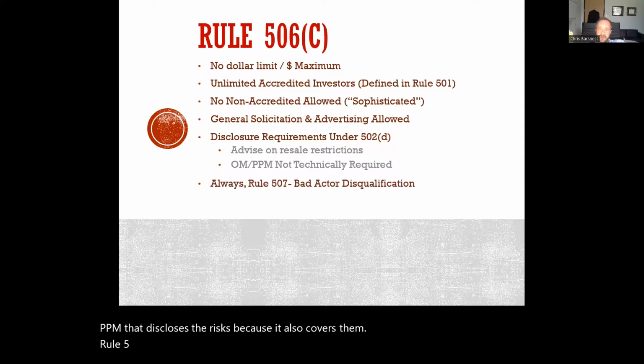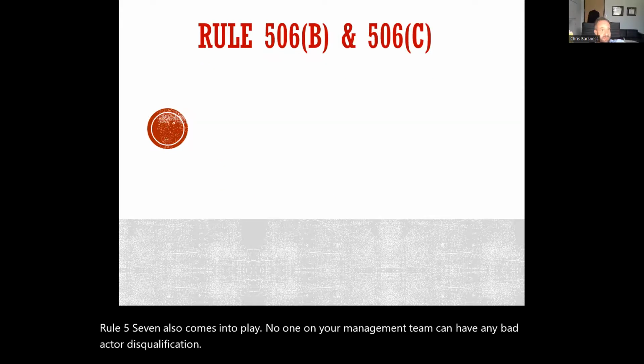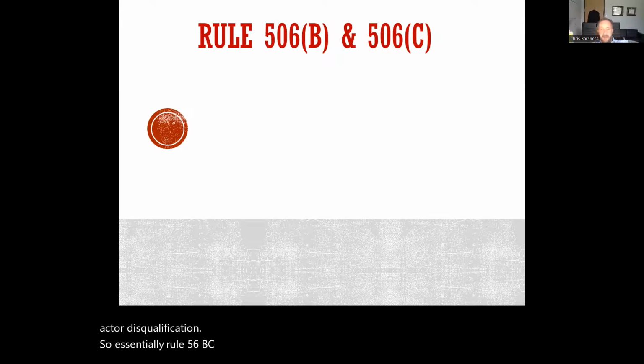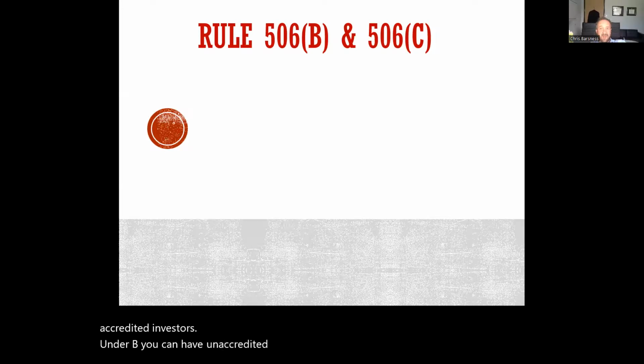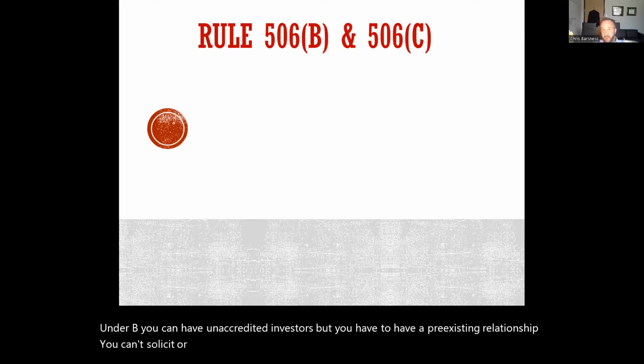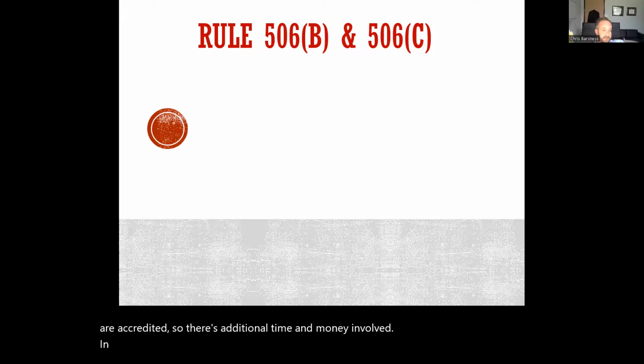Rule 507 also comes into play. No one on your management team can have any bad actor disqualification. So essentially, Rule 506B and C both allow an unlimited amount of capital and an unlimited number of accredited investors. Under B, you can have unaccredited investors, but you have to have a pre-existing relationship, and you can't solicit or advertise. Under C, you can solicit or advertise, but you're limited to only accredited investors, and you have to take those extra steps to verify that they are accredited.